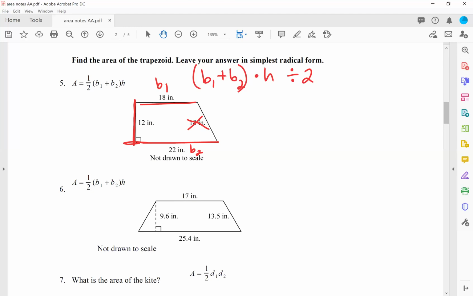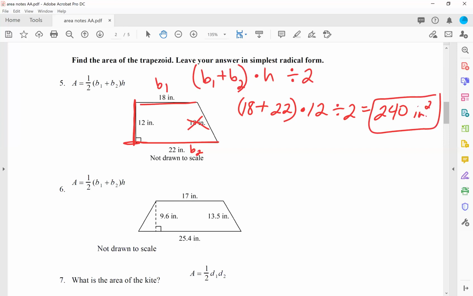So base 1, 18, plus our base 2, which is 22. You add those together first, so 18 plus 22. And then we're going to multiply it by the height, which is 12. And then we're going to divide by 2. And so you will get 240, and it's inches squared.